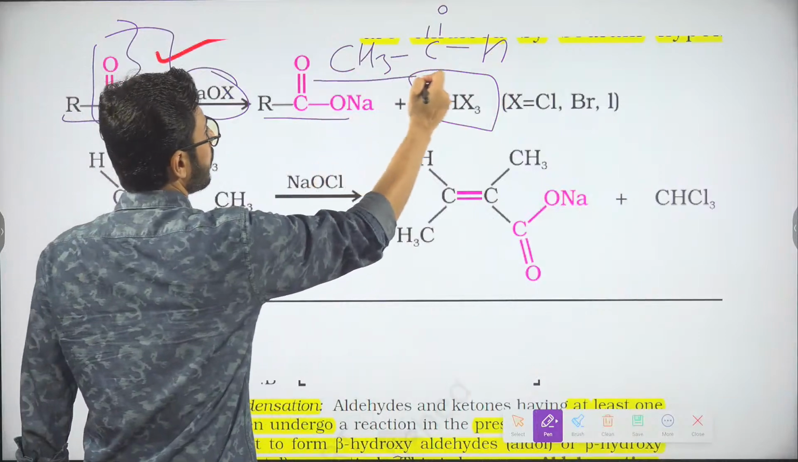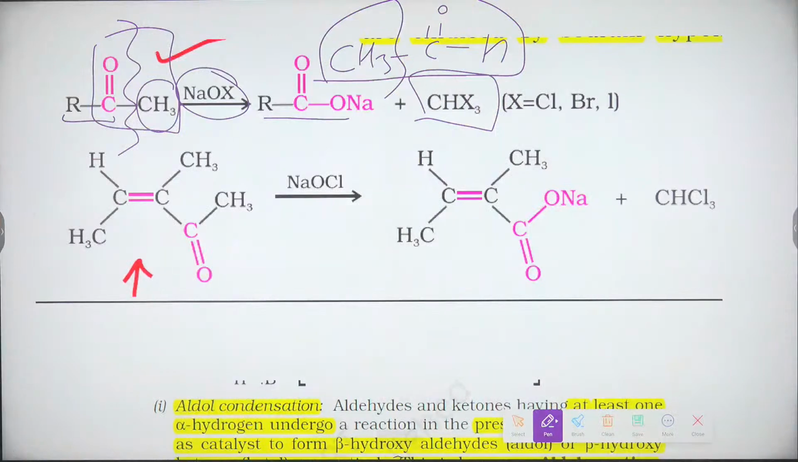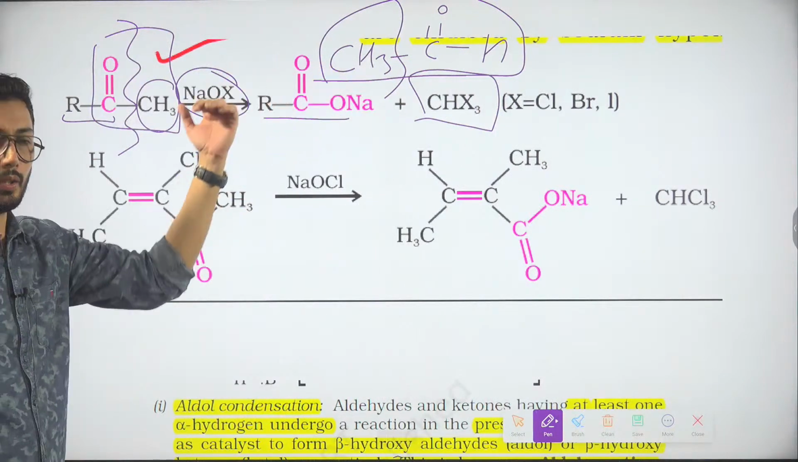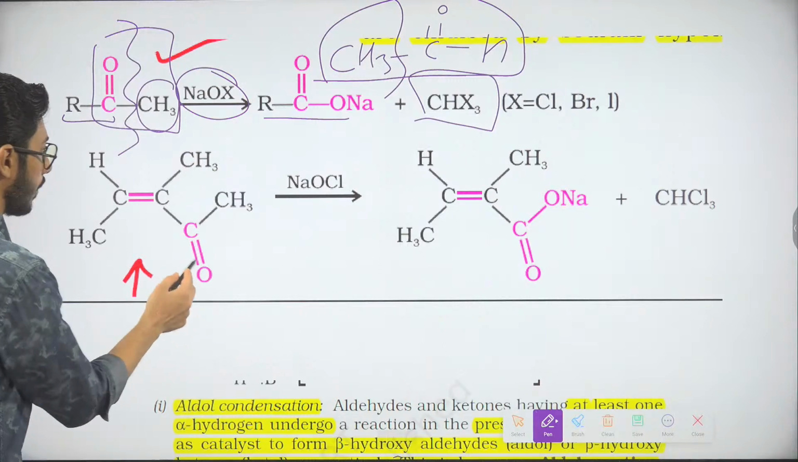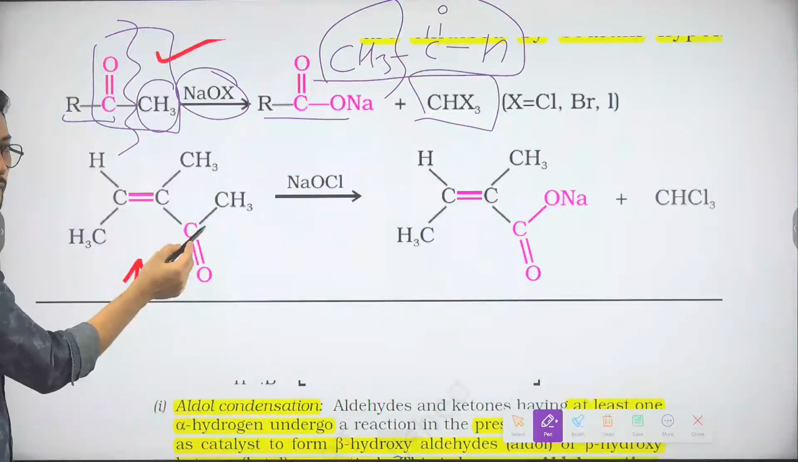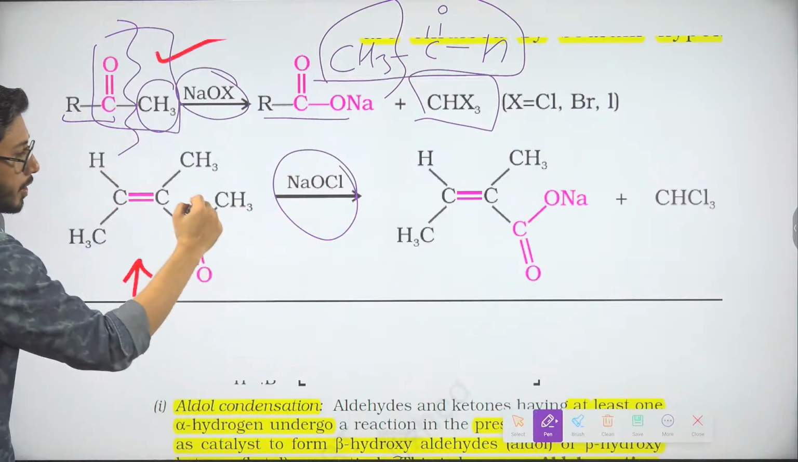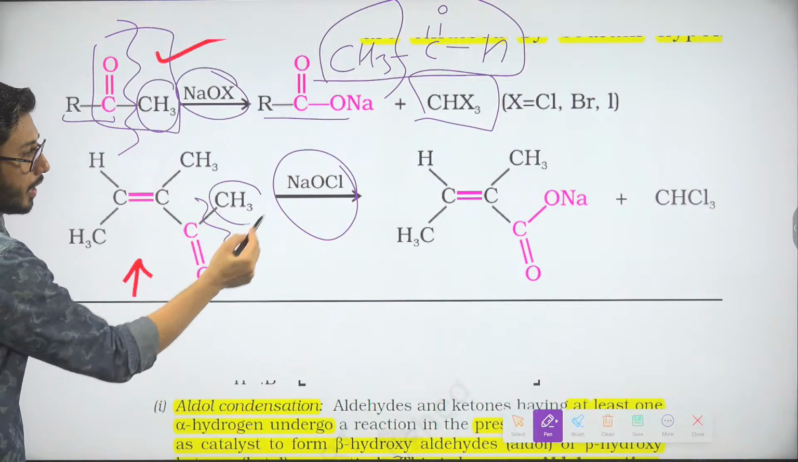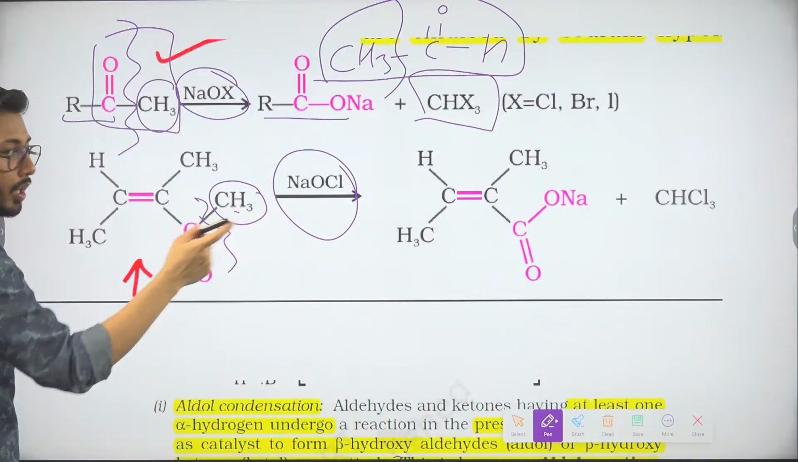Which aldehyde gives this test? Acetaldehyde will give this test, this bond is cleaved, and iodoform is formed. Apart from that, methyl ketones and secondary methyl alcohols will also give this test. Here is an important example. A methyl ketone is there, NaOCl means sodium hypochlorite. Which bond cleaves? This bond. CH3 is converted to CHCl3, and this part will give a carboxylic acid salt.